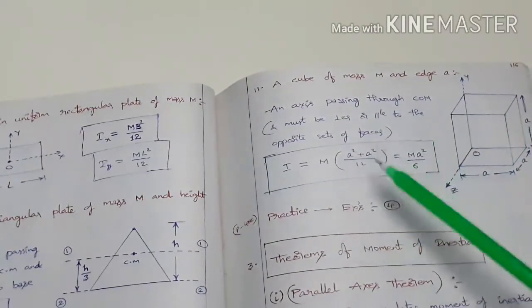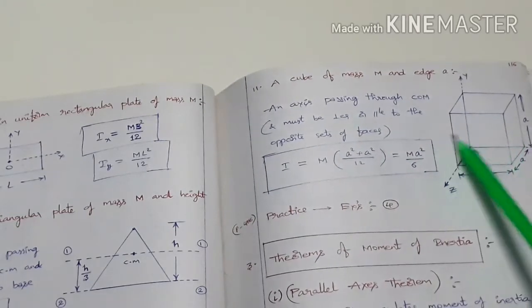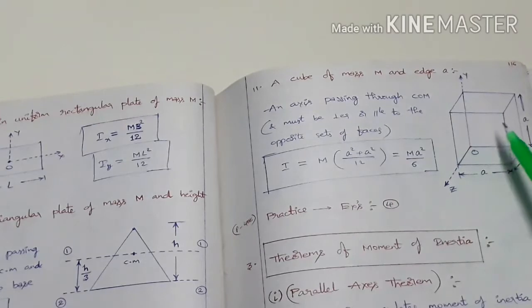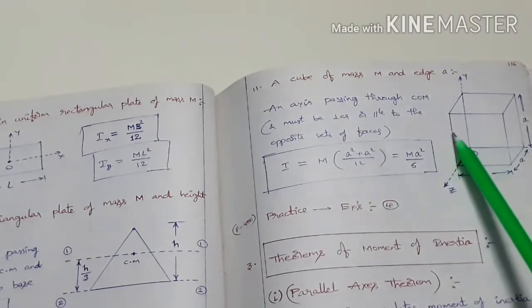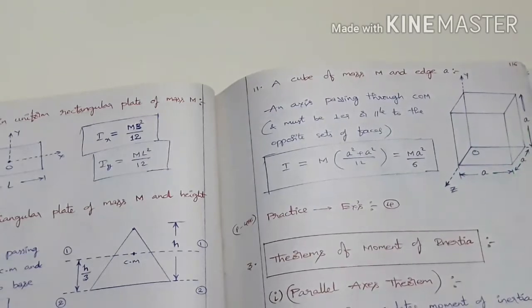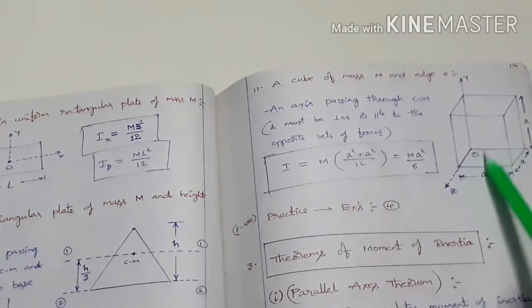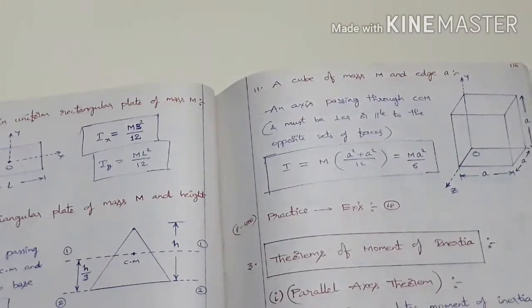In this case, an axis passing through a center of mass, and it must be perpendicular or parallel to the opposite sets of faces. So for example, let us consider an axis like this or axis like this. It must be normal to the faces. So if this axis is normal to the upper and lower faces, it will be parallel to these side faces like that.